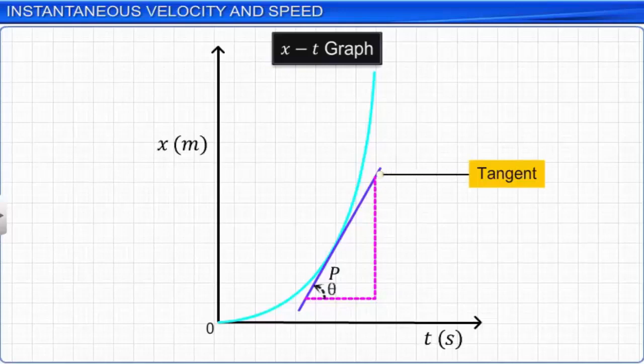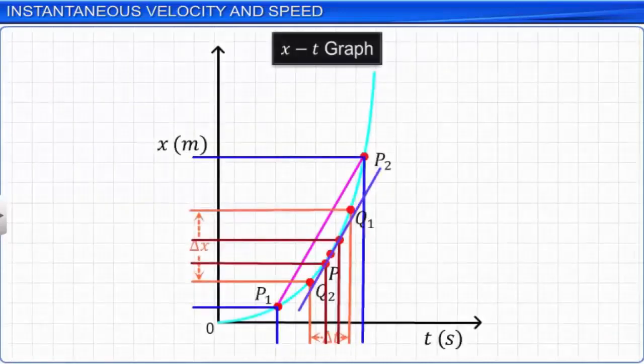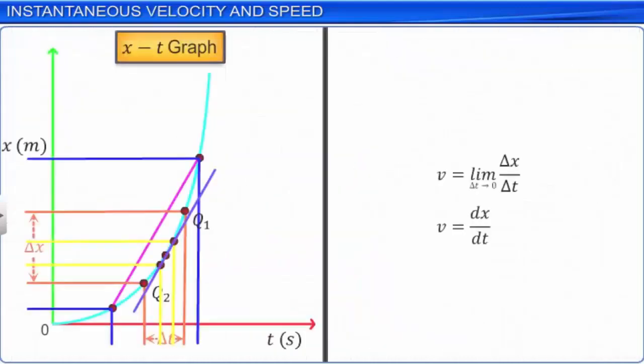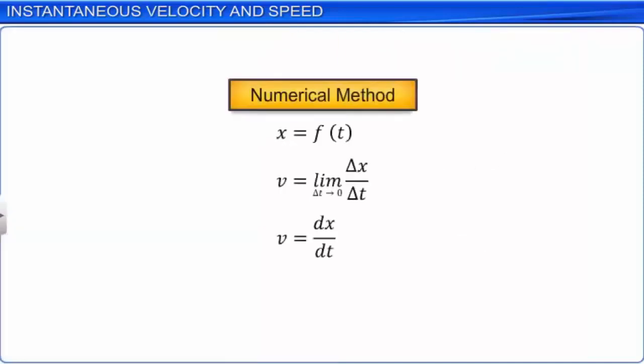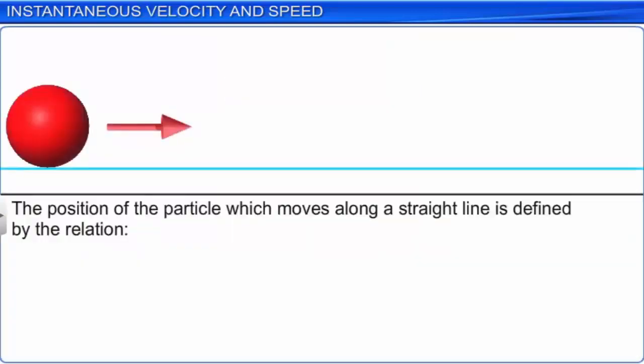This graphical method of finding the instantaneous velocity at any point is cumbersome. Therefore, we generally use the numerical method using calculus for finding the instantaneous velocity at any point. Let's solve a problem using this numerical method. The position of a particle that moves along a straight line is defined by the relation x equals t cubed minus 6t squared minus 15t plus 40, where x is expressed in meters and t in seconds.